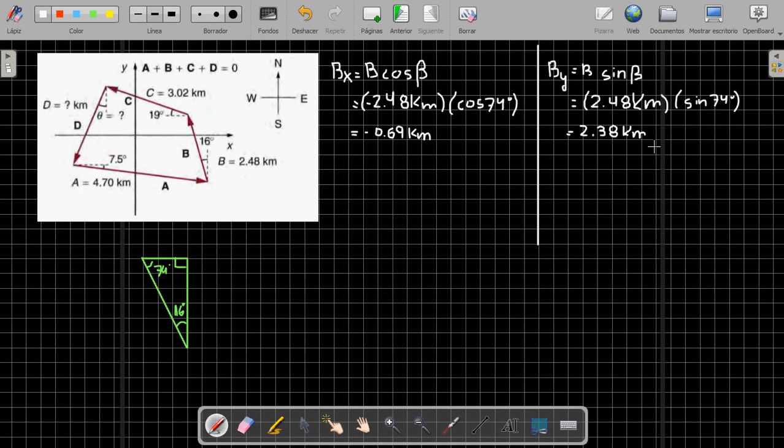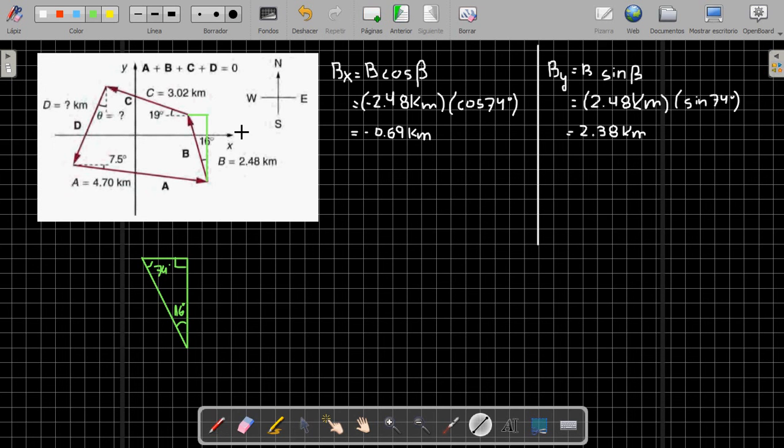Now, what is the meaning of all of this? First of all, that the sine of the vertical component is negative means that he is 0.69 kilometers more to the west than he previously was. Termina estando 2.69 kilómetros de lo que estuvo previamente al comenzar su trayecto. And the 2.38 kilometers positive means that he is now 2.38 kilometers more to the north than he previously was. Termina estando 2.38 kilómetros más al norte de lo que él estaba al principio.